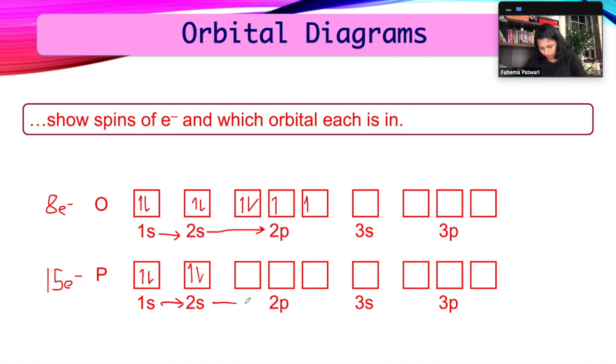After 2s, we can go to 2p. So I'll draw 6 more here. 1, 2, 3, 4, 5, 6. That's a total of 10. I need 5 more. So 2p is done. I'll move on to 3s, that means. So 1, 2, I need 3 more. 3s is filled, so I can move on to 3p. And I'll make sure they're in different orbitals. Right, so that's how you do an orbital diagram based on an element's atomic number and how many electrons.